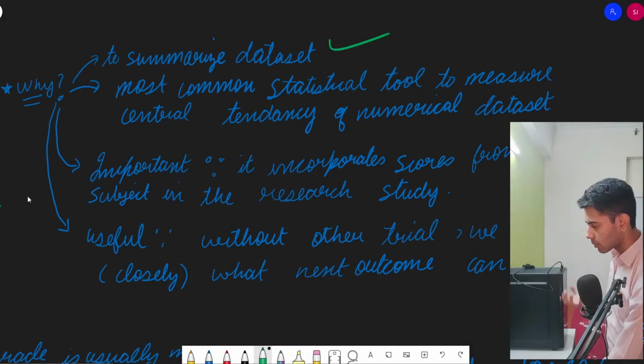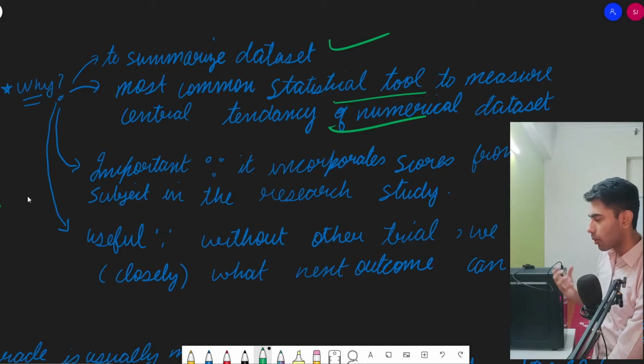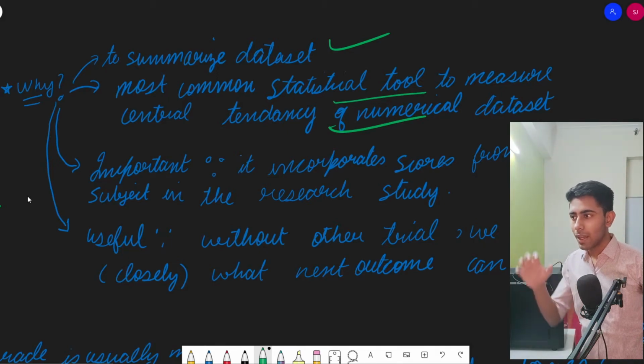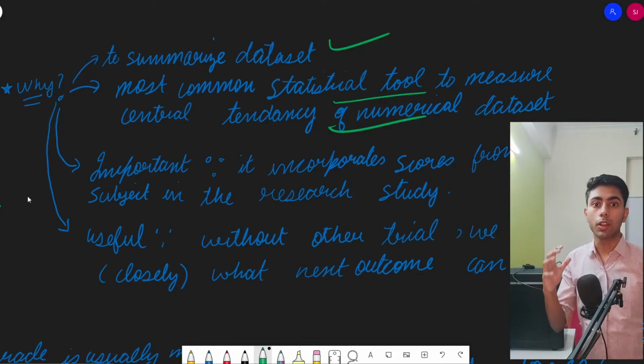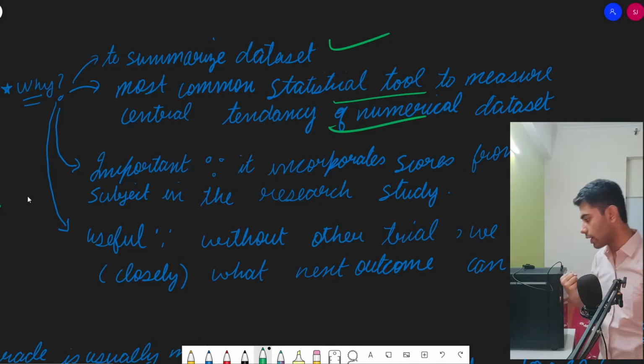And it is also the most common statistical tool that is used by people in order to measure the central tendency of the data. And it is also important because it tries to incorporate all the data points of the data. That is, in the formula itself, it includes each and every data point present in that data set. Therefore, it tries to incorporate all the features of my data points.